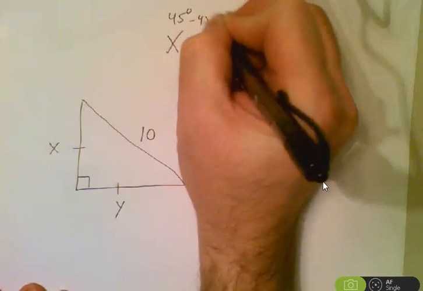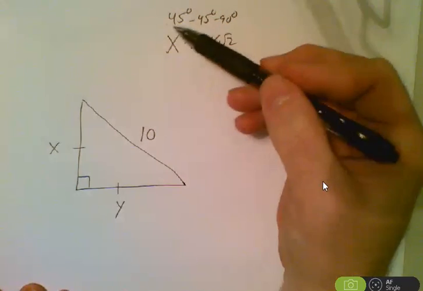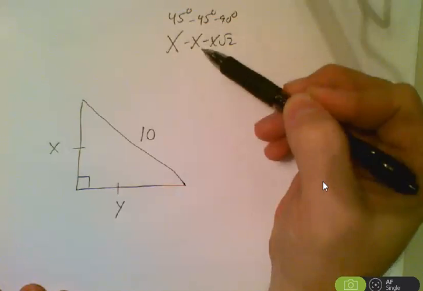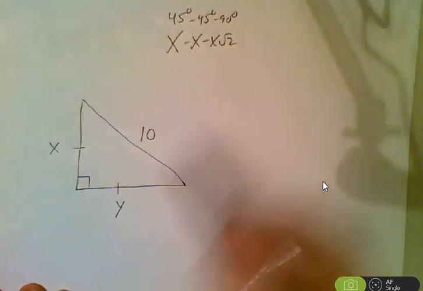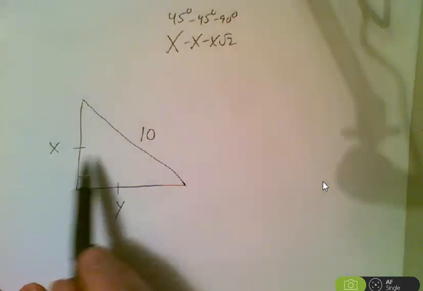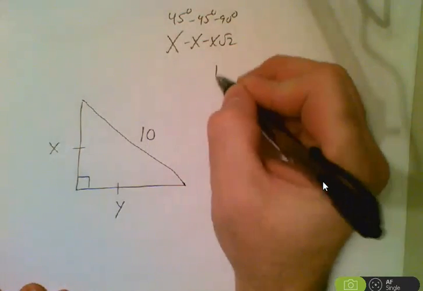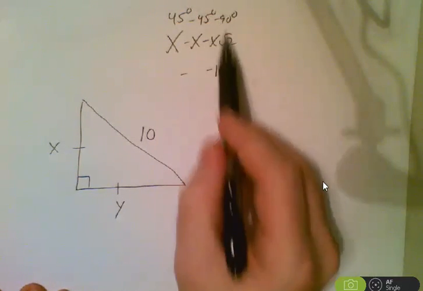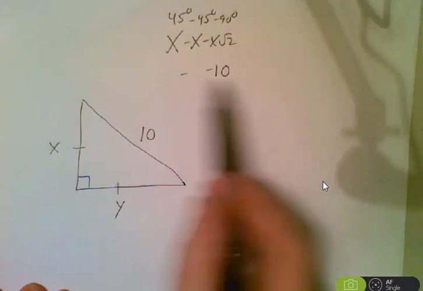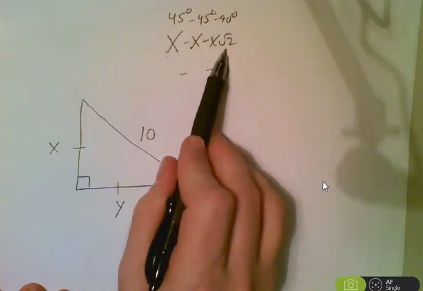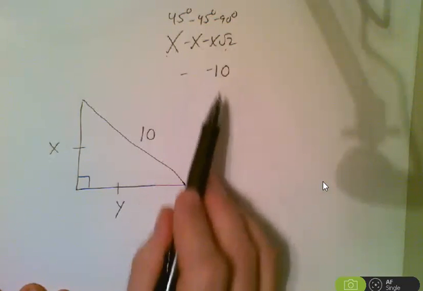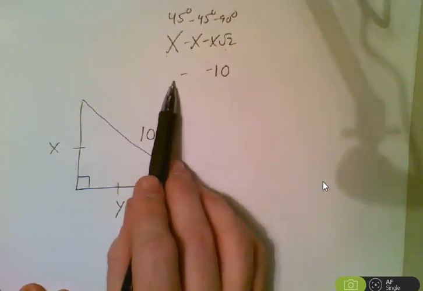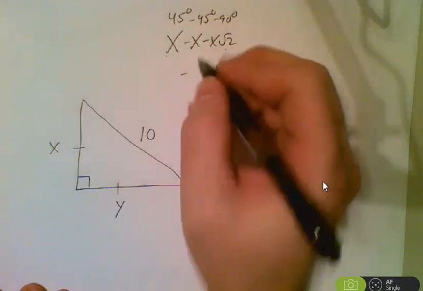45, 45, 90. The side across from 45 is x. X, side across from 90 is x radical 2. Which piece of the puzzle are they giving us? They're giving us the hypotenuse. That's this one, the one that lines up here. Well, if I gave you the leg, you'd multiply by the square root of 2 to get the hypotenuse. So to go from the hypotenuse back to the legs, you'd have to divide by the square root of 2.